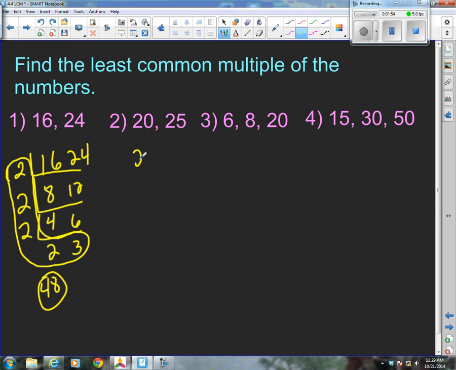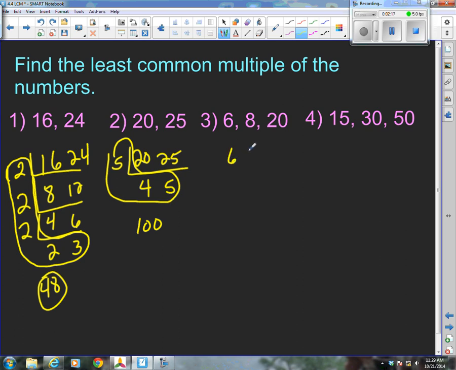Let's look at these two. We've got 20 and 25. 5 goes into both of those, and that's 4, and that's 5. These two numbers are relatively prime. Multiply the L. 5 times 5 is 25, times 4 is 100. So the LCM of 20 and 25 is 100. That's the smallest multiple that they both share.